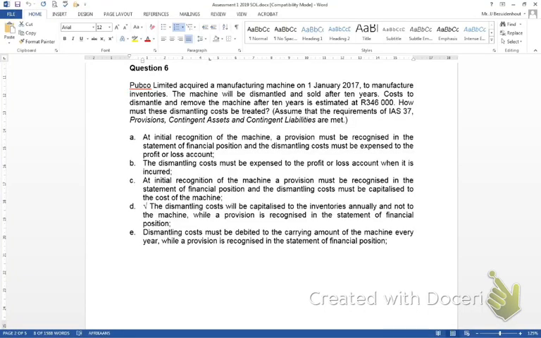FRK311 feedback on questions 6 to 9 of assessment number 1. Now, in question number 6, you had to just decide what to do with the restoration cost or dismantling costs that was calculated and that you had to present value.